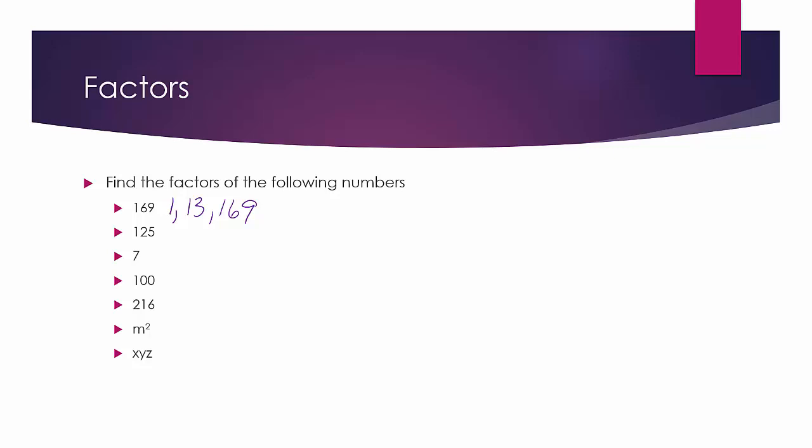The factors of 125 are a bit more extensive, but I'm going to let you practice that. I'm going to have you practice 125, 7, 100, and 216. I'm going to show you what I mean by x, y, and z. I'm going to break that one down for you, but I'm going to leave m squared as a practice problem for you. So when I have a number represented algebraically, I have x, I have y, and I have z, and we're multiplying them all together.